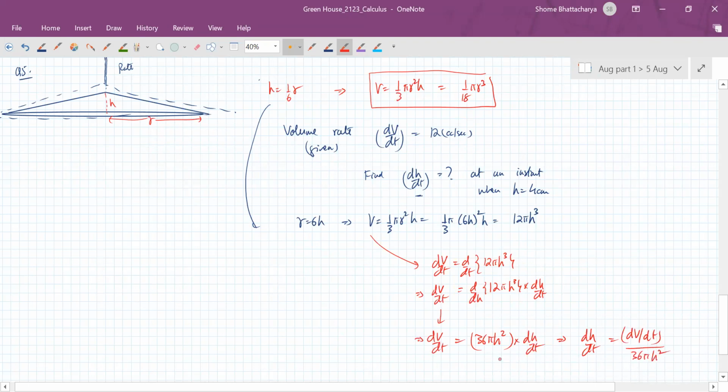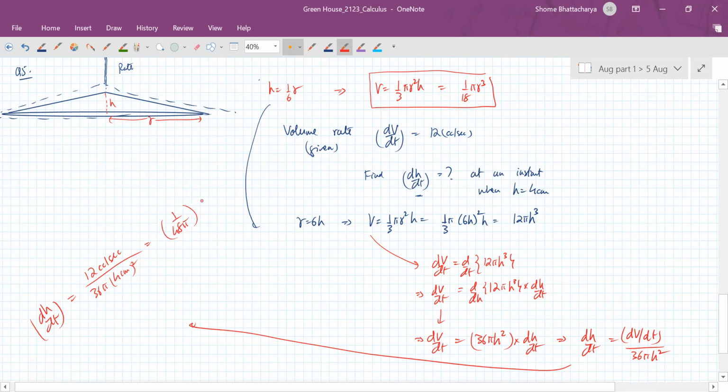Now substitute the information. The rate at which the height is changing will become dv by dt, which is 12 cubic centimeters per second, divided by 36 pi into 4 centimeter square. That is going to give us 1 by 48 pi. And the unit will be centimeters per second, because it's cubic centimeters per second divided by centimeter square. Is the question clear now?